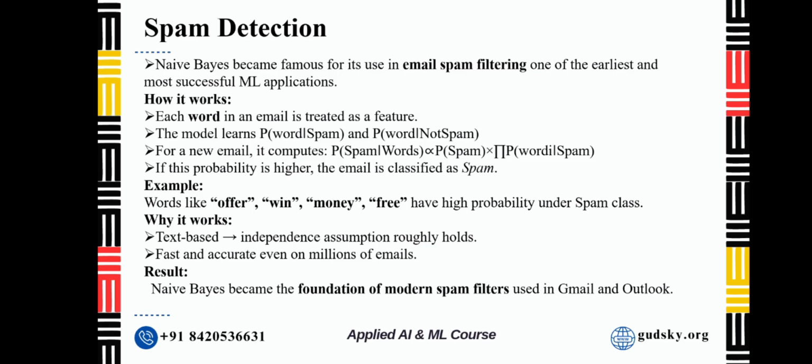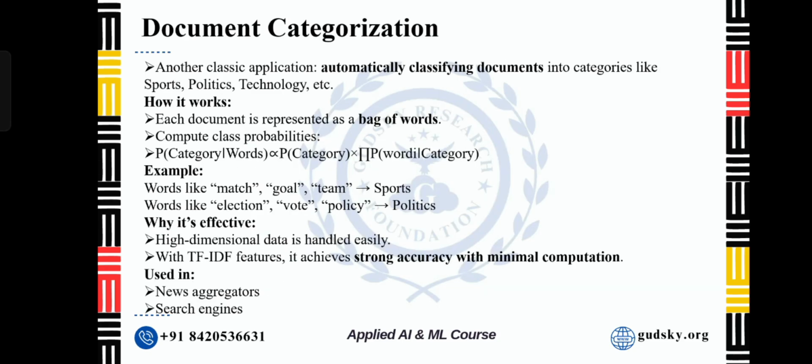Why does it work so well? Because text data fits the independence assumption fairly well. It's fast enough for millions of emails per day. In fact, modern systems like Gmail and Outlook still use variants of naive Bayes as a core component of their spam filtering pipelines, often combined with more complex models for extra accuracy.